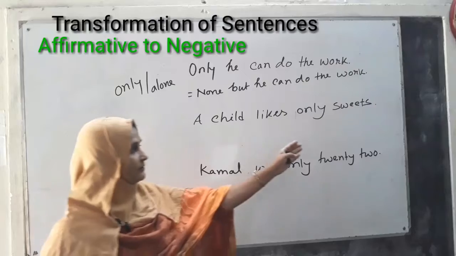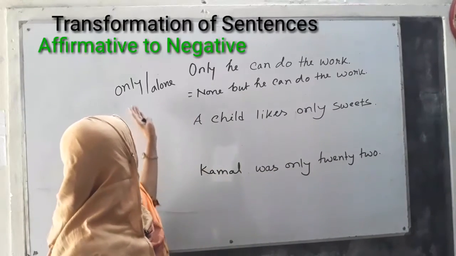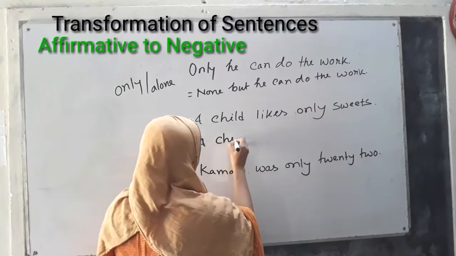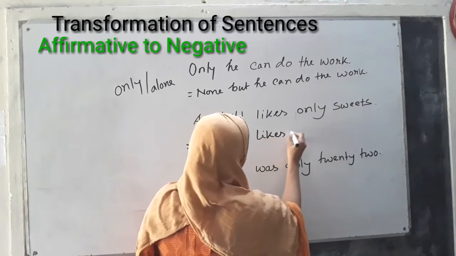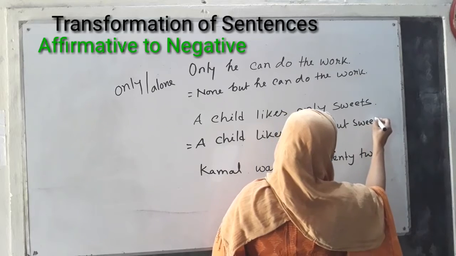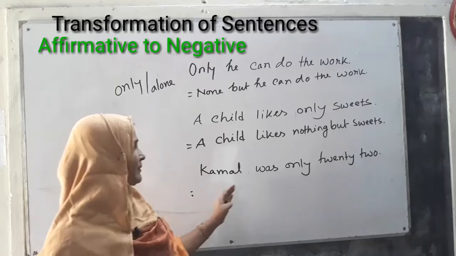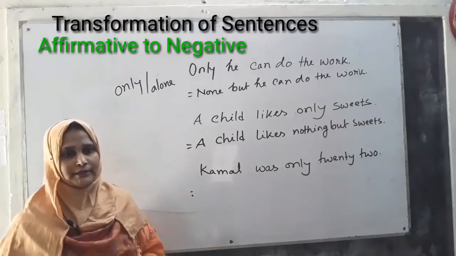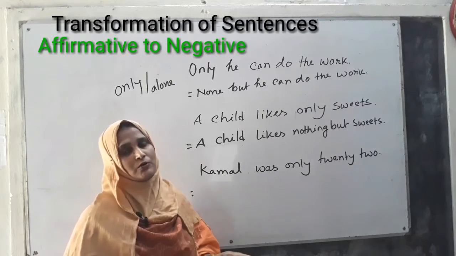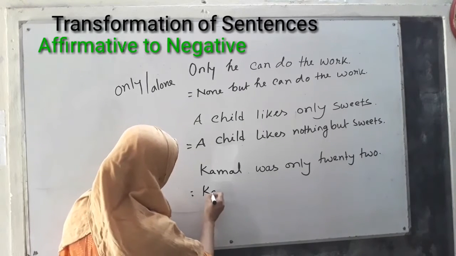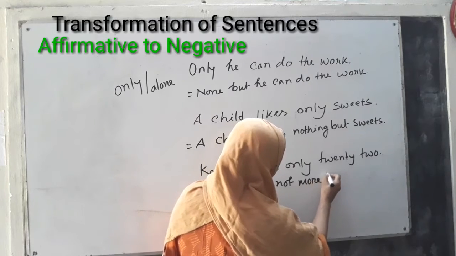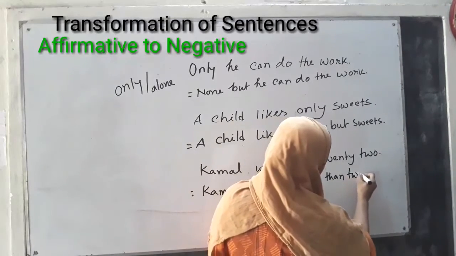And if it indicates things, only is replaced by nothing but. A child likes nothing but sweets. Here Kamal was only 22 indicates numbers, so only or alone is replaced by not more than or not less than. Kamal was not more than 22.